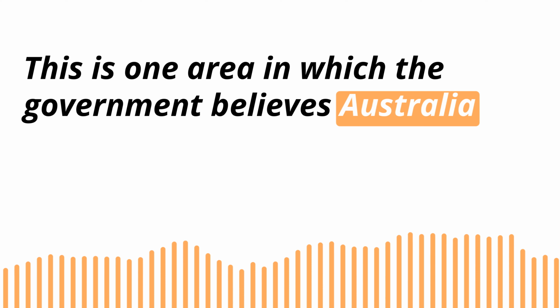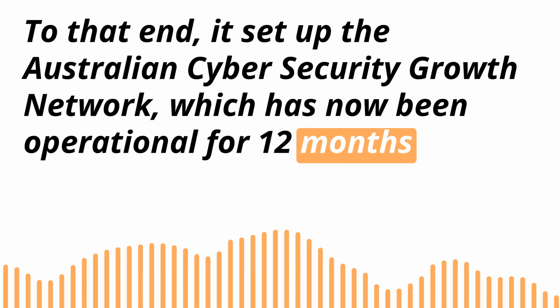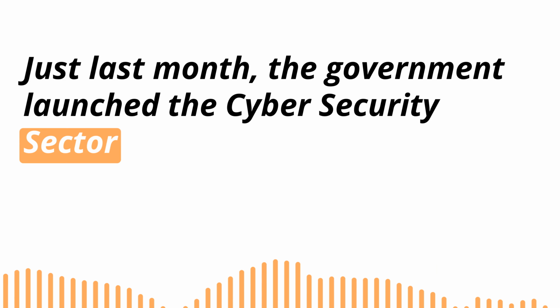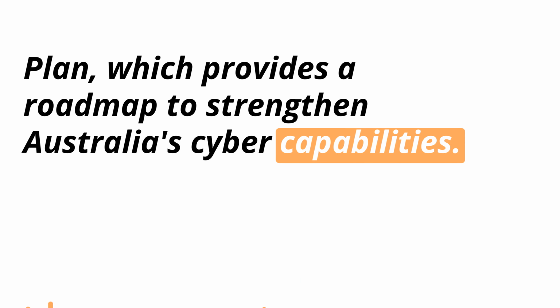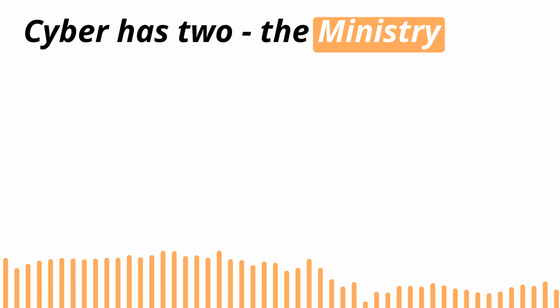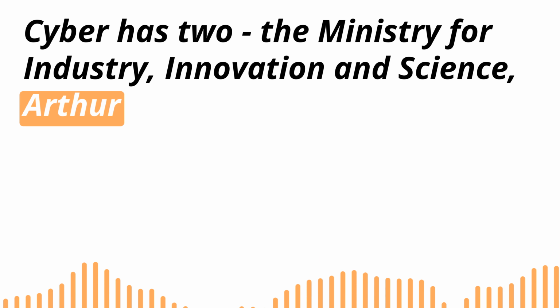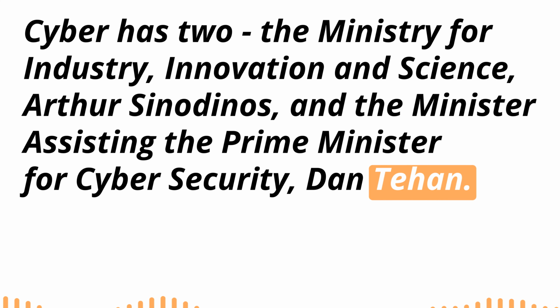Take cybersecurity. This is one area in which the government believes Australia can be a global industry leader. To that end, it set up the Australian Cybersecurity Growth Network, which has now been operational for 12 months and has been getting real traction. Just last month, the government launched the Cybersecurity Sector Competitiveness Plan, which provides a roadmap to strengthen Australia's cyber capabilities. Each of the 6 industry sectors has a champion in government. Cyber has 2, the Minister for Industry, Innovation and Science, Arthur Sinodinos, and the Minister assisting the Prime Minister for Cybersecurity, Dan Tehan. We don't have a champion. In fact, we're not even on the radar.